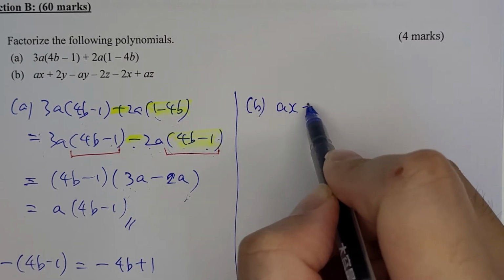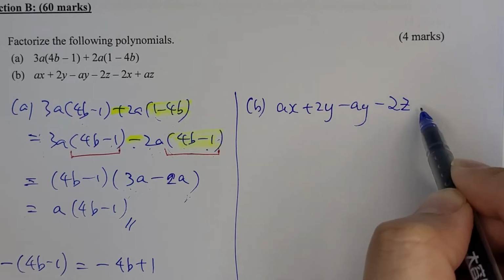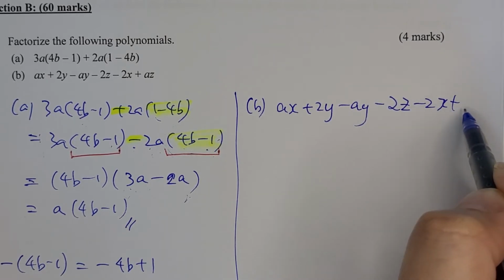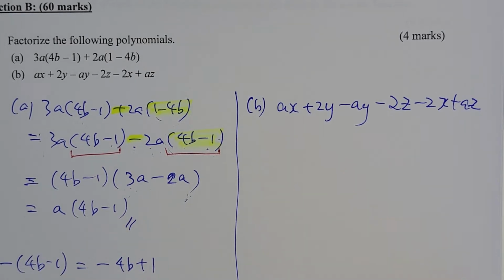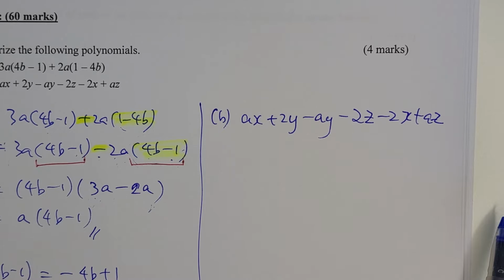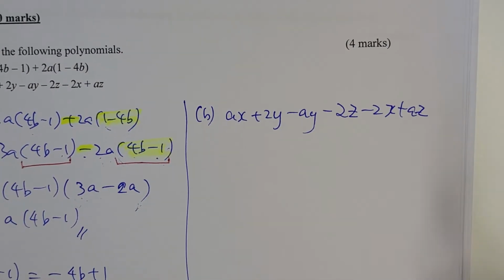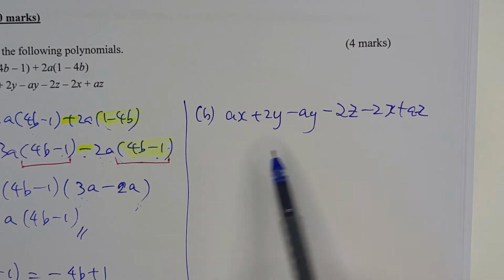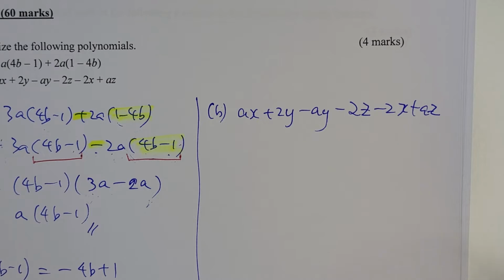There are 6 terms: ax plus 2y minus ay minus 2z minus 2x plus az. You will see that there are 6 terms. Then the only way you can use is grouping, because it seems that no formula you can use. So try to arrange them in the proper order so that you can take out some common factor.